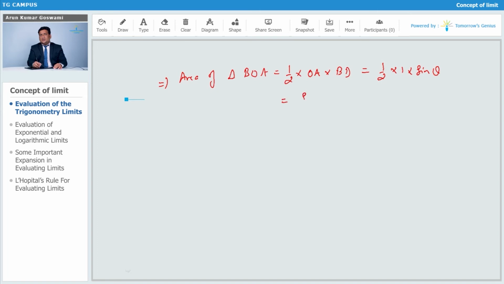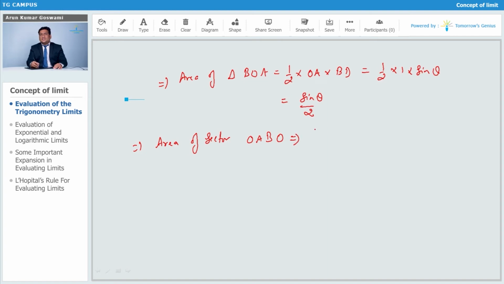So we got sine theta by 2. Okay. Now the next area is my sector area. Area of the sector OABO, we can say that.